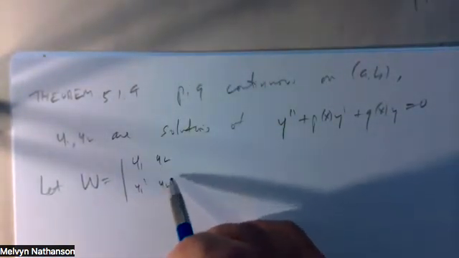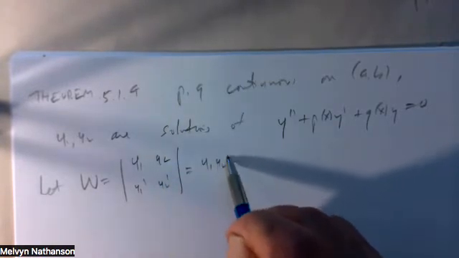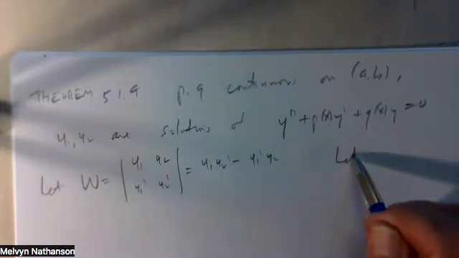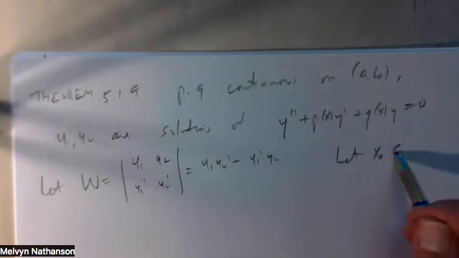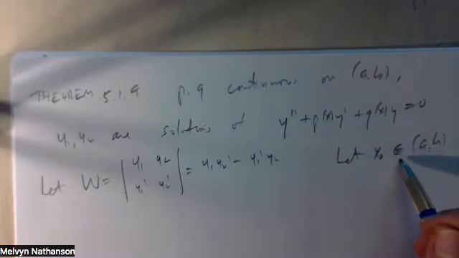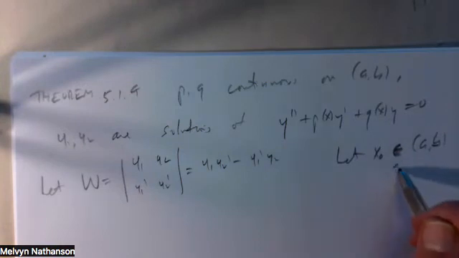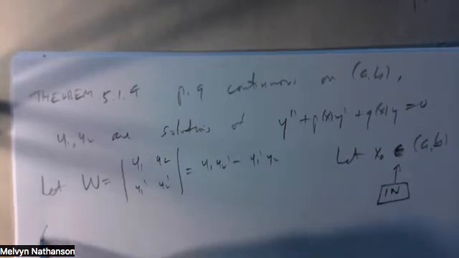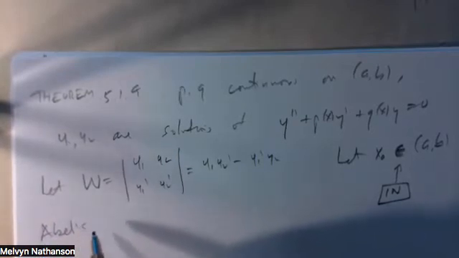Suppose we let W be the Wronskian of y1 and y2, that's y1, y2 prime, minus y1 prime, y2. And let x naught be any point in the open interval from A to B. So this symbol, which looks like a Greek epsilon, is just mathematical notation for in, or x naught is an element in the set or the open interval from A to B. Right? So there's a formula which is called Abel's formula, which says the following.